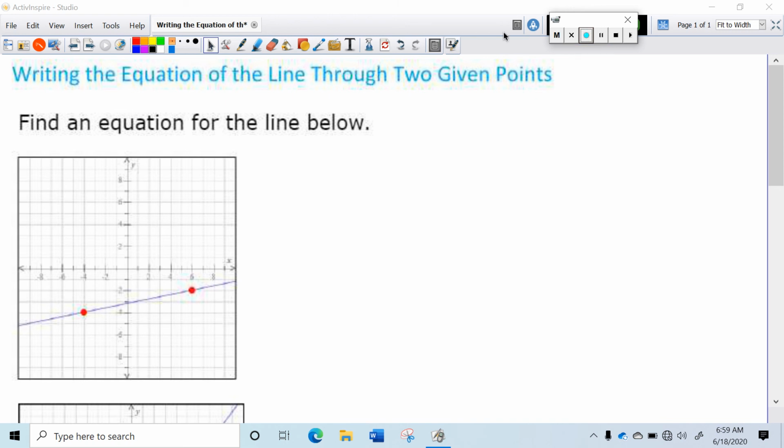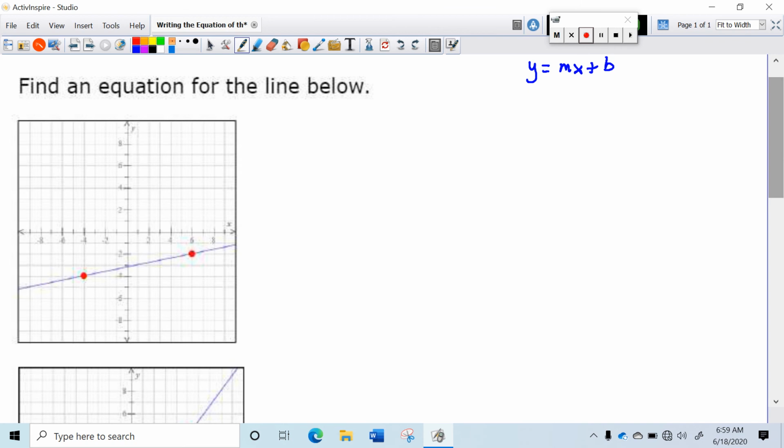Find the equation for the line below. I'm going to put my answers in slope-intercept form: y equals mx plus b. Now on these, if you were to zoom in, m is the slope, it's always in front of x, and b is the y-intercept.